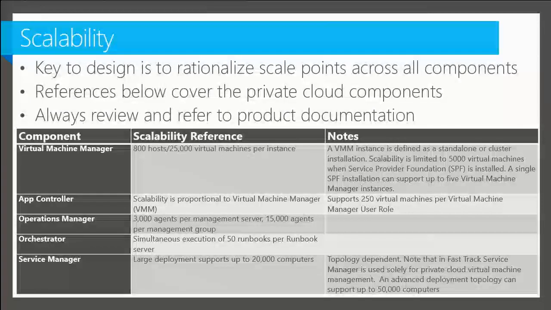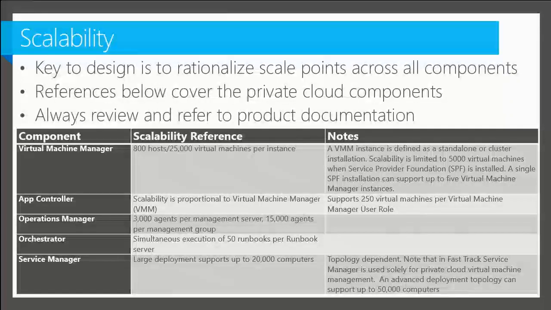App Controller is really proportional to what VMM supports. And then we have up to 250 virtual machines per user role that are exposed in the portal itself. Something to be aware of. Operations Manager is really about how many agents it's going to be talking to. So up to 3,000 agents. We do require an Operations Manager agent on your Hyper-V host, so we're good to go there. But if you want to deploy agents inside the guest as well, that's a scale point to consider. You can certainly scale much larger than that. You just need additional management servers.